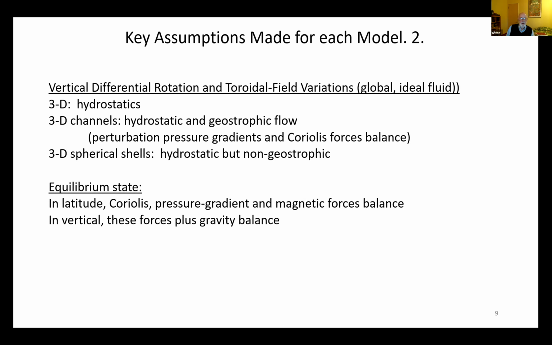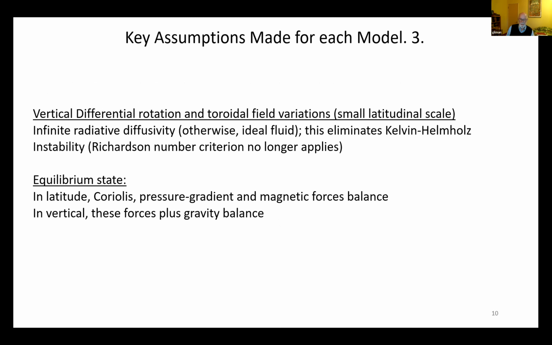Now, for vertical differential rotation and toroidal field variations, you're still talking about hydrostatics in 3D channels. Typically, it's hydrostatic and so-called geostrophic flow, which is the case when you have perturbation pressure gradients and Coriolis forces balancing. In 3D spherical shells, hydrostatics, but generally non-geostrophic. You don't have that. And that's very important because then you can get to the equator. In the equilibrium state in latitude, the Coriolis, pressure gradient and magnetic forces balance. In the vertical, it's these forces, of course, plus gravity.